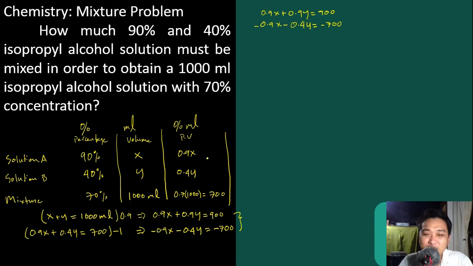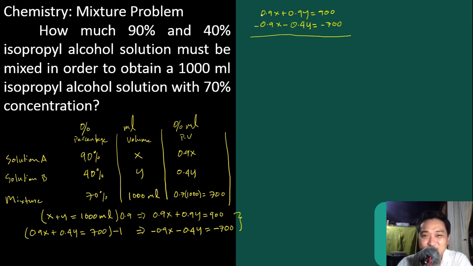Pero pwede rin namang ito, gawin nating negative. Pwede natin siyang gawing negative 0.9. O pwede ganun din naman yung kalalabasan, but preference lang po natin na sa baba tayo nag-multiply ng negative 1 para mas madali siyang i-add.